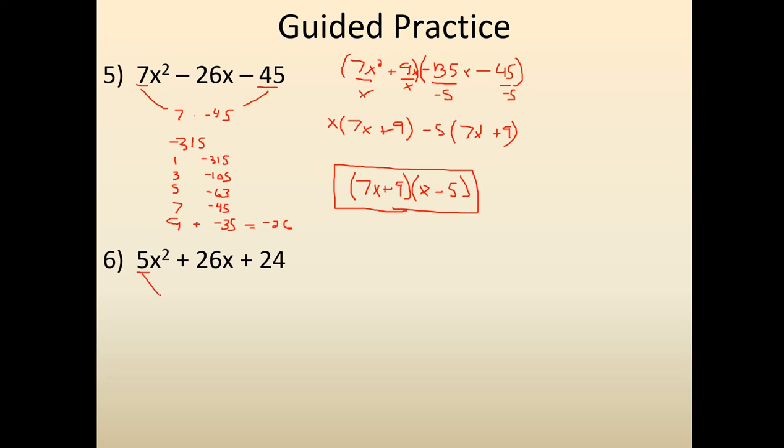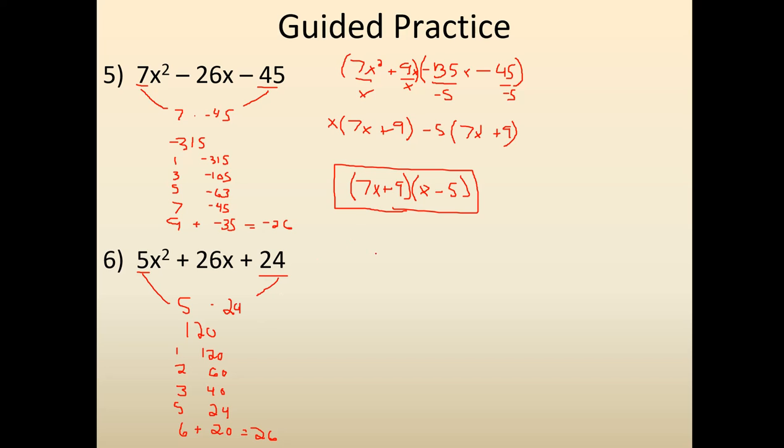All right. So over here, we do 5 and 24. When we multiply that, we get 120. So all the factors that multiply to 120: 1 and 120, 2 and 60, 3 and 40, 5 and 24, and then 6 and 20. So right here, we find that these are our two numbers that when we add them, will get us 26.